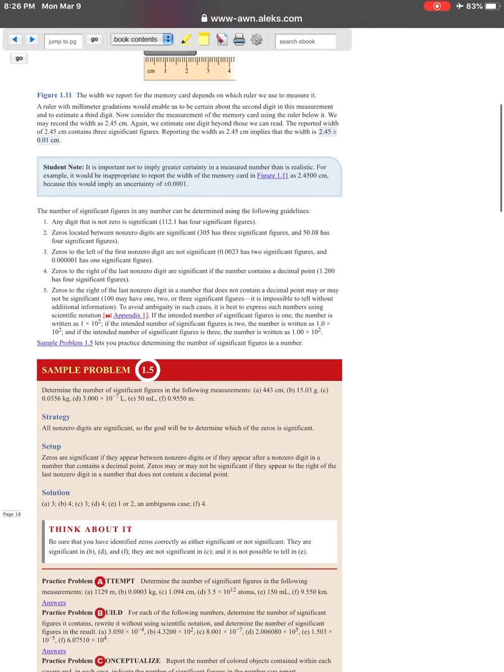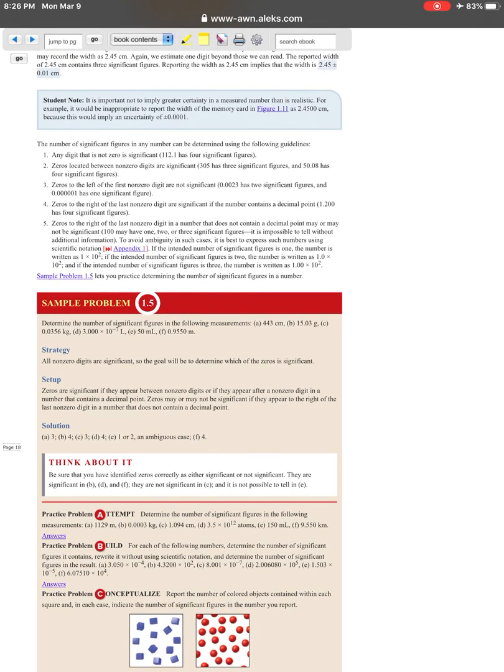So here are some rules about significant figures right here. Rule number 1 is that any digit that is not 0 is definitely significant, no exceptions. So if you look at the number 112.1, every digit in there is non-zero, the 1, the 1, the 2, and 1. So that's 4 significant figures. Each digit is significant. It gets more complicated if we're dealing with zeros, and there's a little bit of controversy over how we deal with zeros.